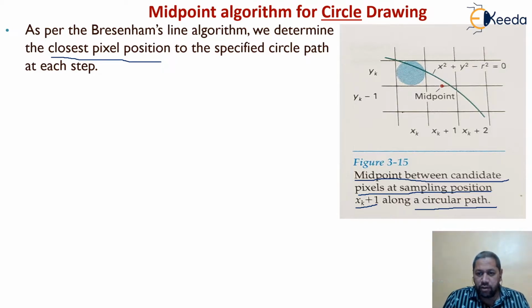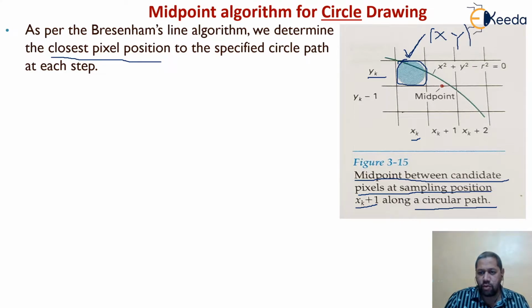Now assume that this is my current pixel, my current position on the path of the circle. What is known to me? The value of this pixel is x sub k, y sub k. Simply, it is x comma y. So this pixel has the value x comma y.